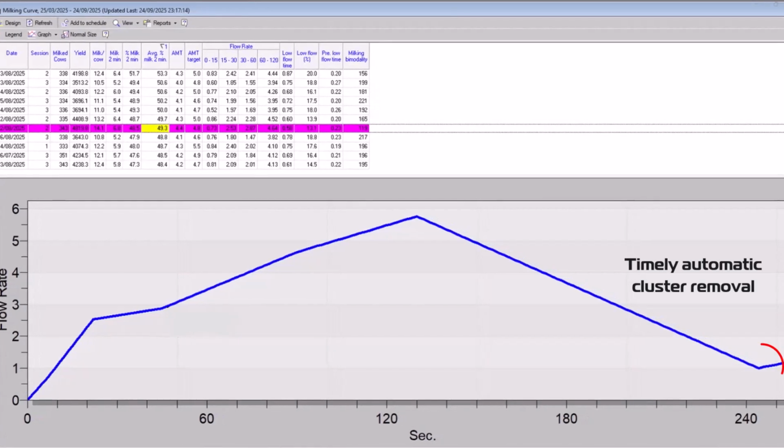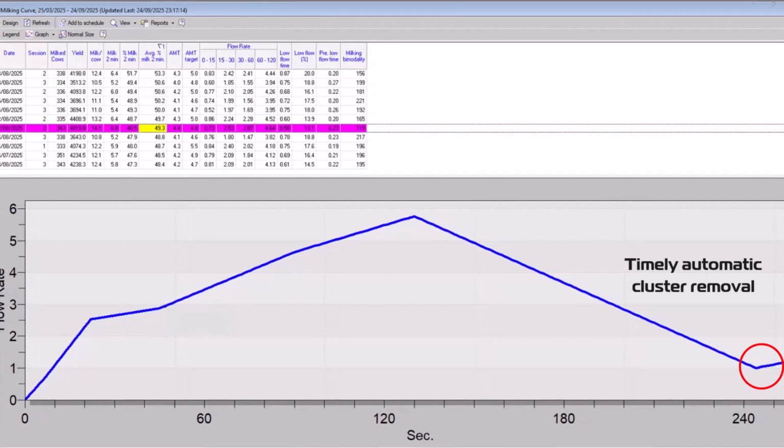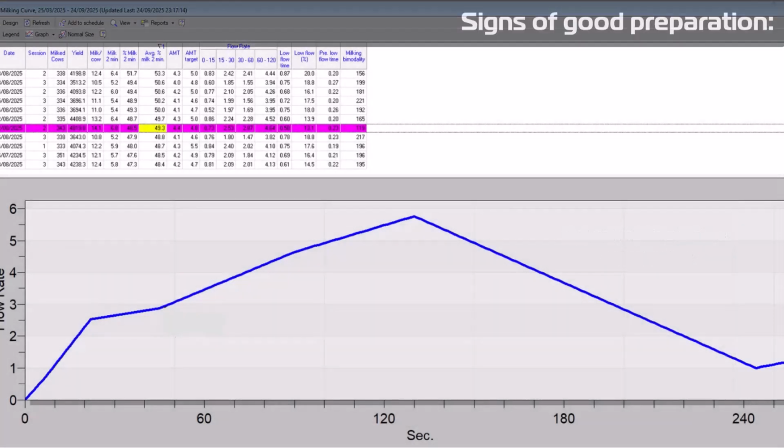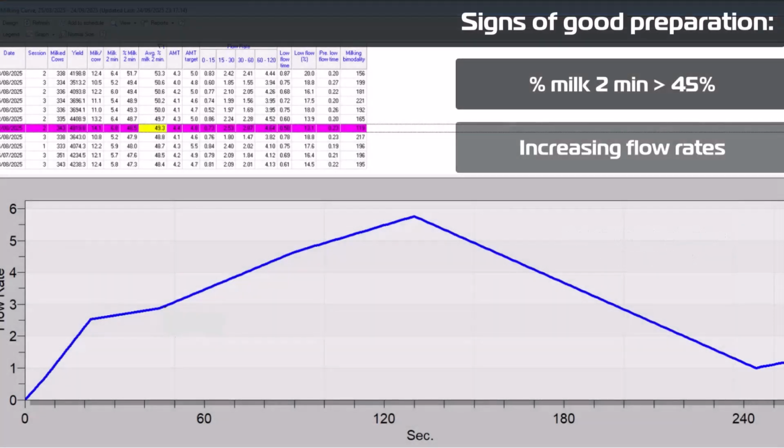We can also see the cups are removed as soon as milk flow drops past the set low flow rate. The entire process finishes at around 4 minutes, which is well under the milking time goal. These are the signs of good preparation.